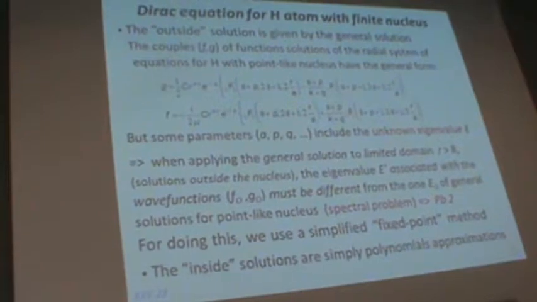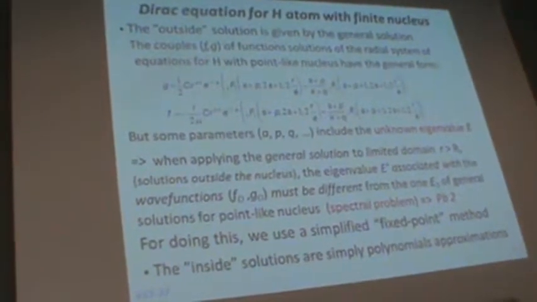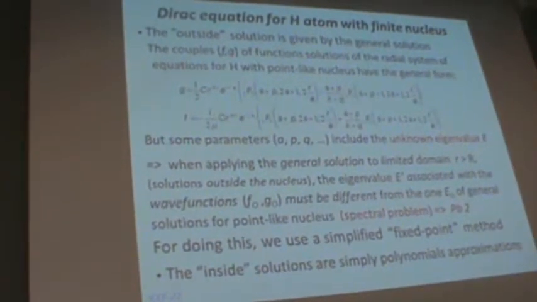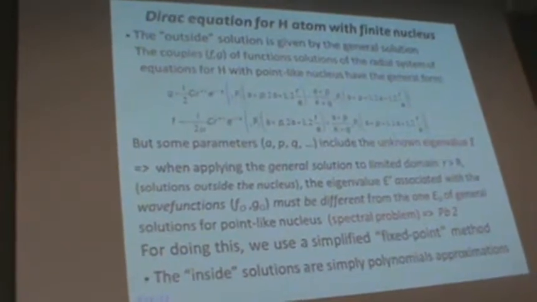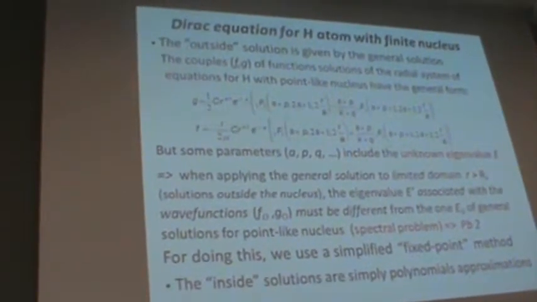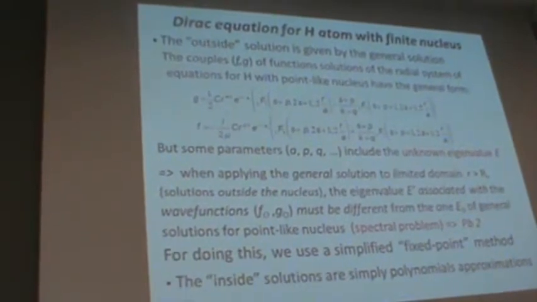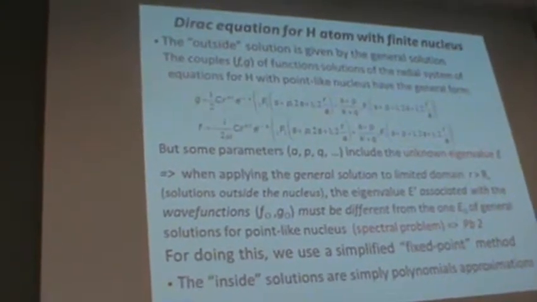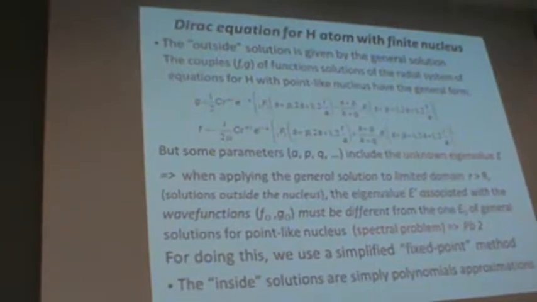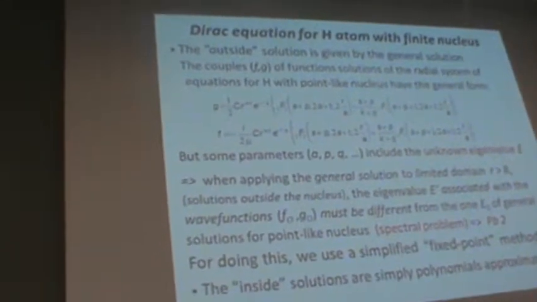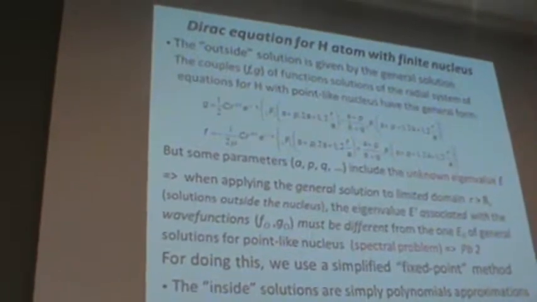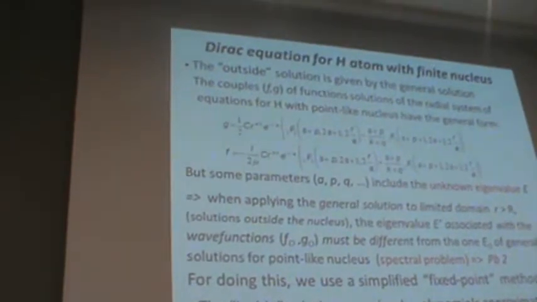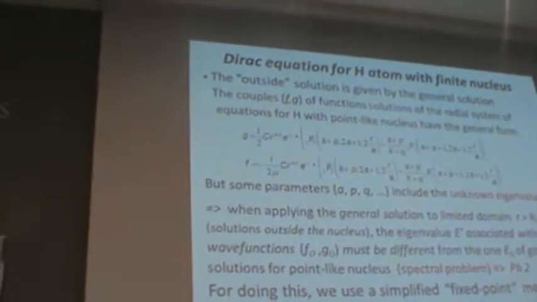Here we indicate the general solution of the system of Dirac radial differential equations used outside the nucleus. But some parameters of this function are in fact expressions including the energy E, the eigenvalue of the Dirac Hamiltonian. While applying the general solution to the limited domain outside a finite nucleus, we cannot directly use the eigenvalue associated with the point-like nucleus case. But we can solve this issue by an iterative method, looking for a fixed point to stop the iteration.